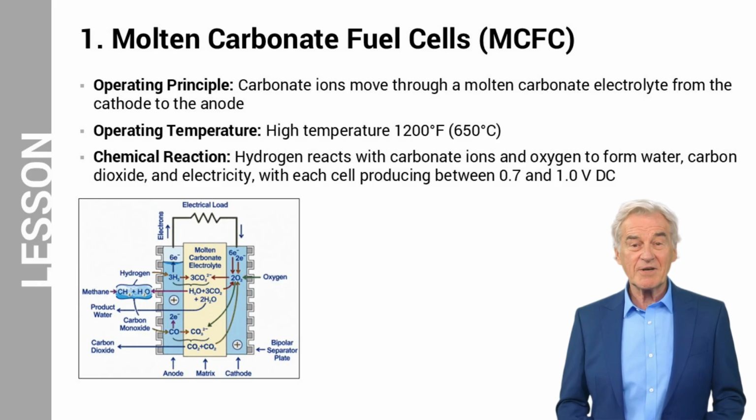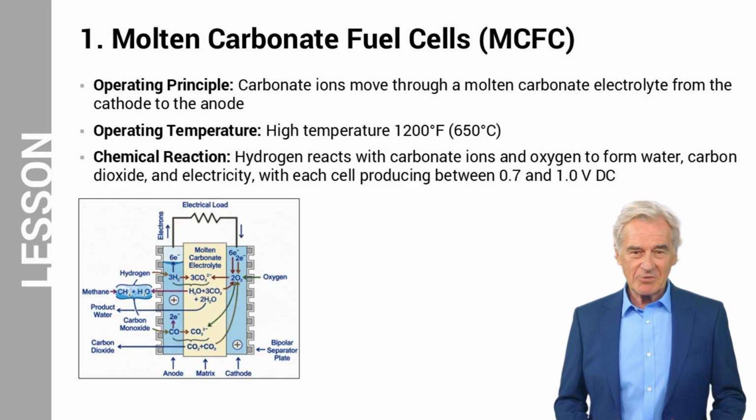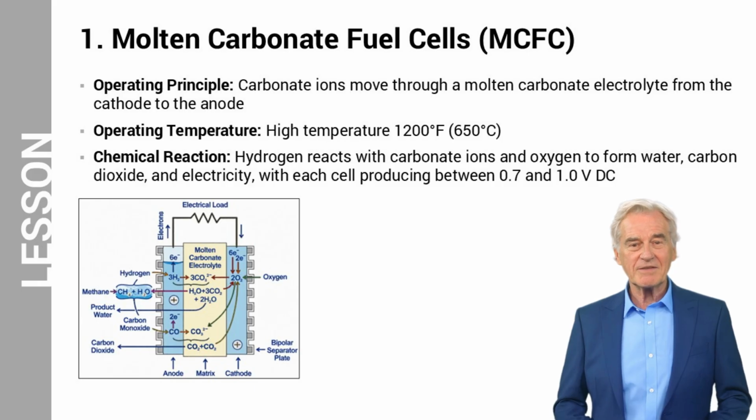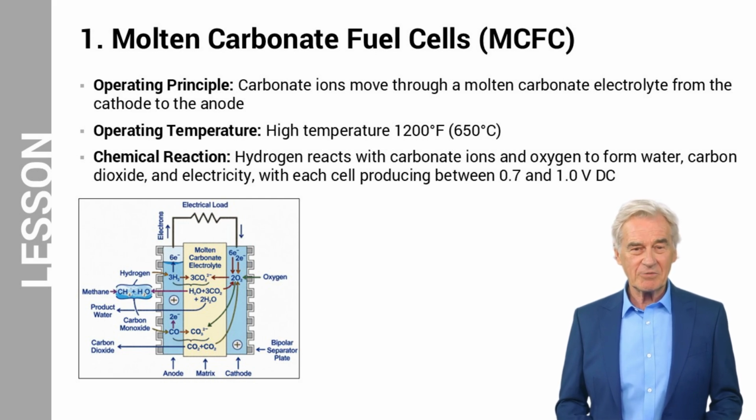Molten carbonate fuel cells operate by moving carbonate ions through a liquid carbonate material that serves as the electrolyte. These ions travel from the cathode side of the cell to the anode side. These fuel cells operate at high temperatures, requiring approximately 1,200 degrees Fahrenheit, 650 degrees Celsius. During operation, hydrogen reacts with carbonate ions and oxygen. This reaction produces water and carbon dioxide as byproducts while generating electricity. Each molten carbonate fuel cell creates between 0.7 and 1.0 volts of direct current power.